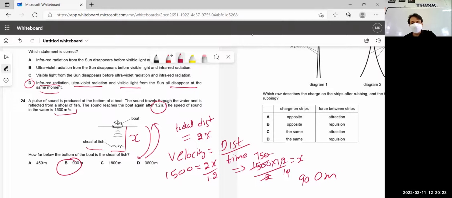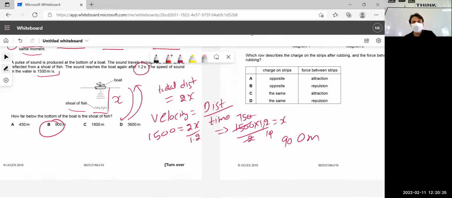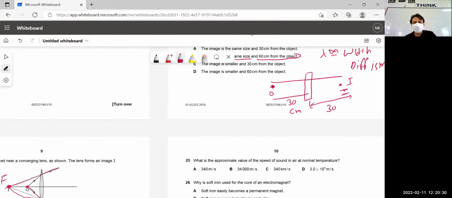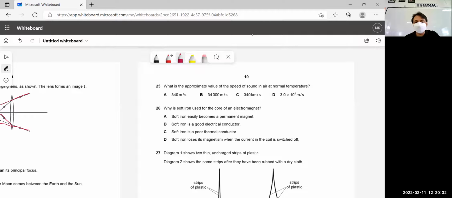There is one more question I want to discuss with you, children, the 25th question. What is the approximate value of the speed of sound in air at normal temperature? This is again a normal simple question. Speed of sound is 340 meters per second.